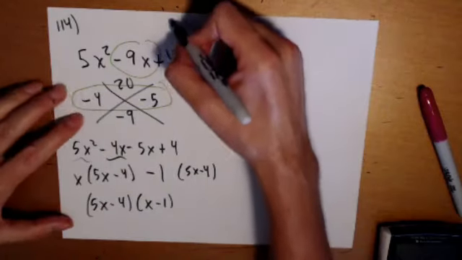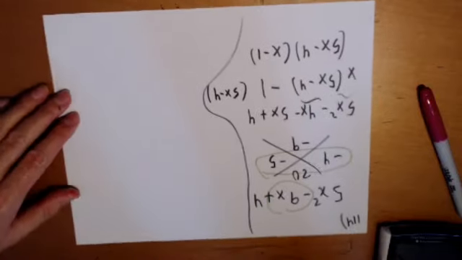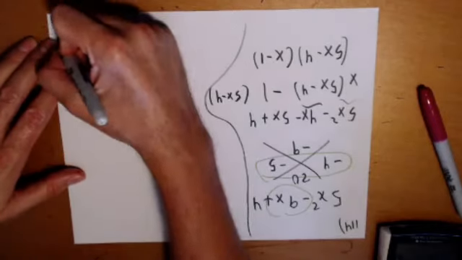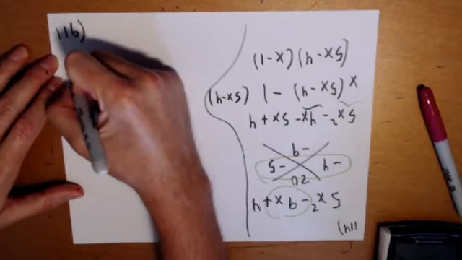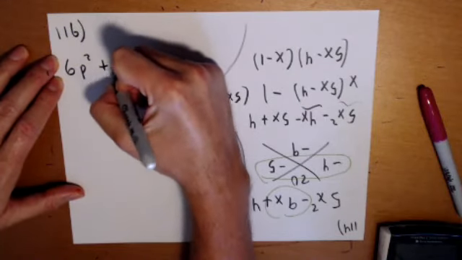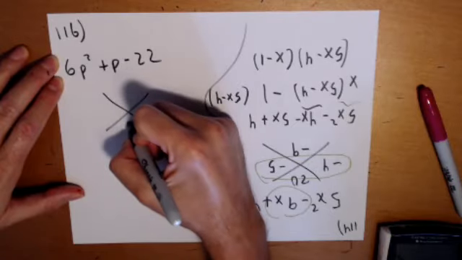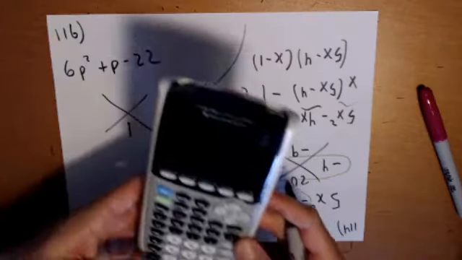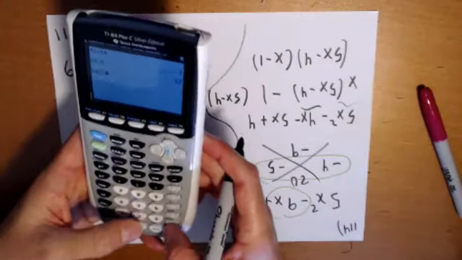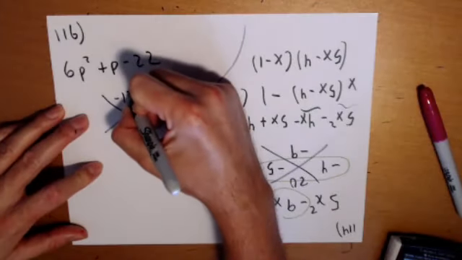Okay. One more of these. So the game is the same. All they can do is just give you more annoying, bigger numbers. 6p squared plus p minus 22. Okay, p. That's a 1. 6 times negative 22. Oh, gosh. 6 times 22, negative 132. So negative 132.